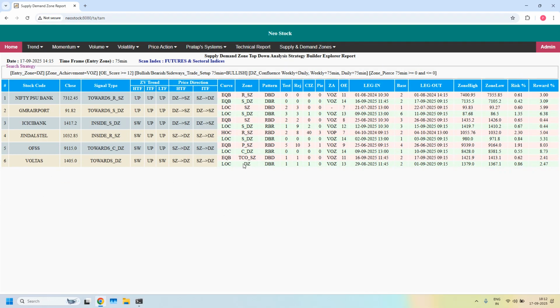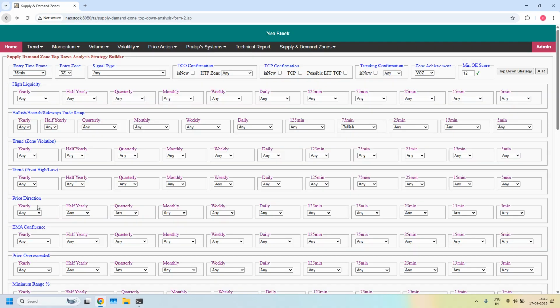In all the 6 stocks, these 75 minutes demand zones are overlapped with daily demand zone, and both together are again overlapped with weekly demand zone. But weekly trend is up in only 2 stocks. Let's verify in these 2 stocks whether any weekly demand zones have weekly EMA confluence. Weekly demand zone with weekly EMA.